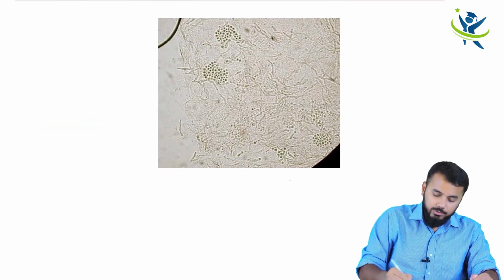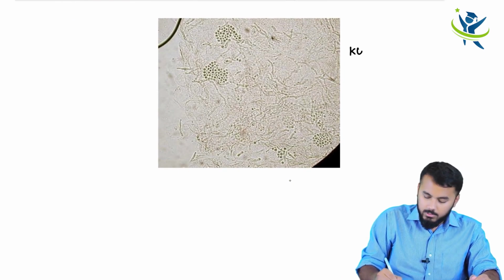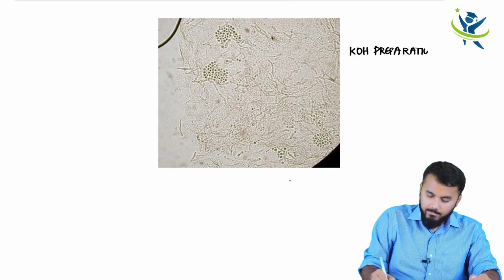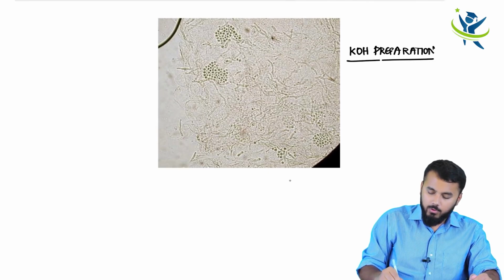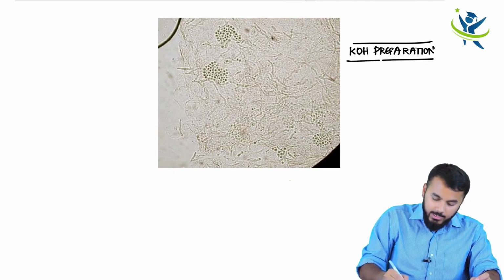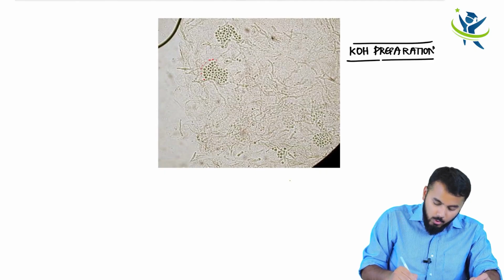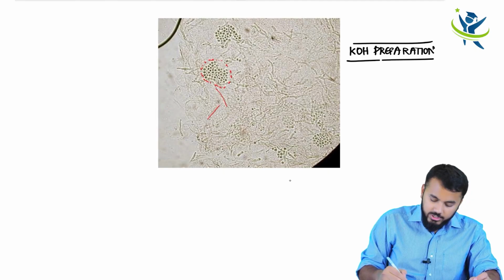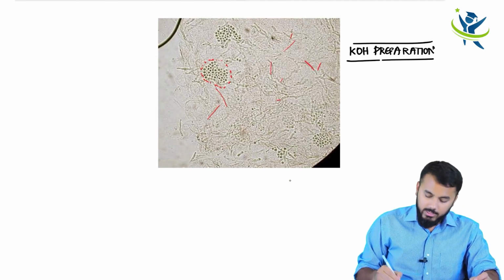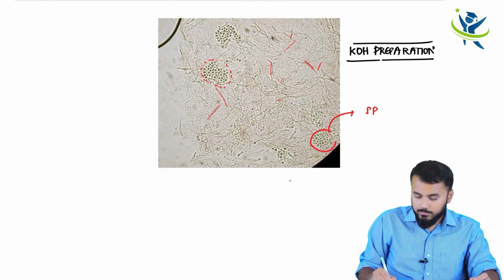So this is a KOH mount, the KOH preparation. Here I can see a few important things. I can see these meatballs, these are called spaghetti meatballs, and I can see these long chains like this. These are nothing but the hyphae. So I can see hyphae as well as these spaghetti meatballs.